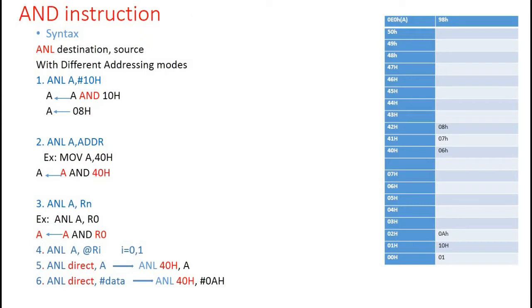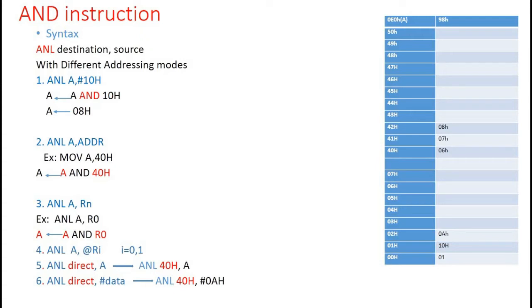So now first we will see the AND instruction. The syntax for the AND instruction is ANL destination comma source. There are a total of 6 different instructions under this AND instruction. First we'll see ANL A comma #10H. Here the destination is the accumulator and the source is the immediate data, which means this instruction is associated with the immediate addressing mode.